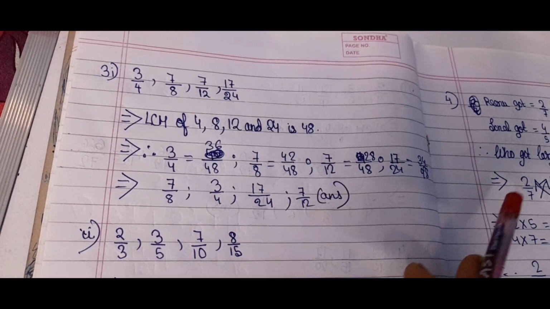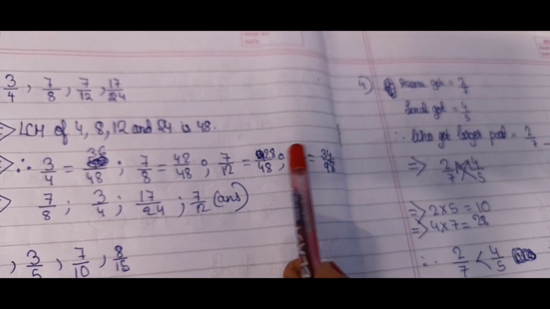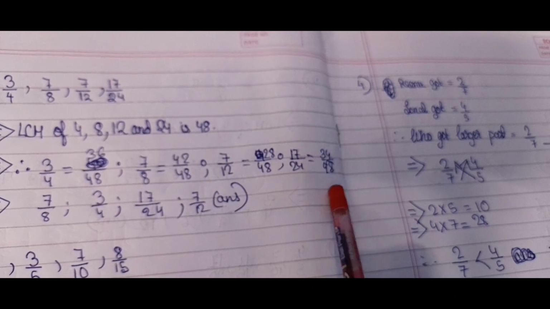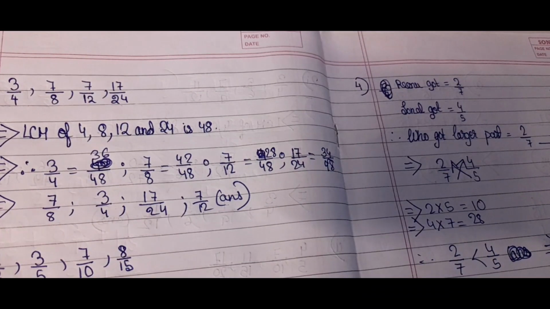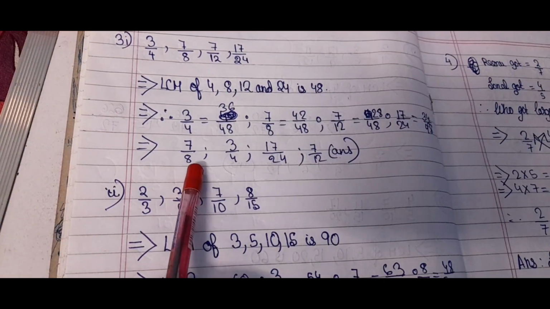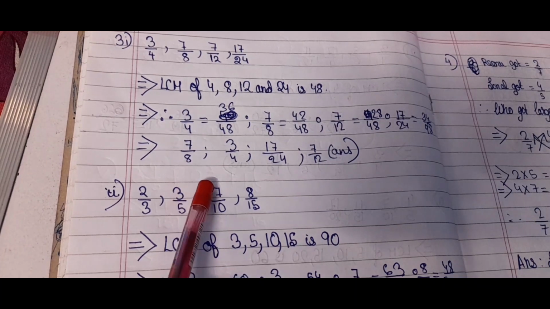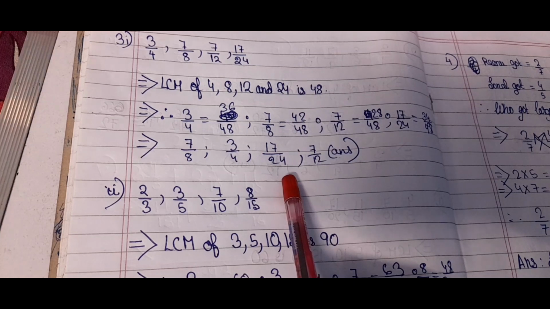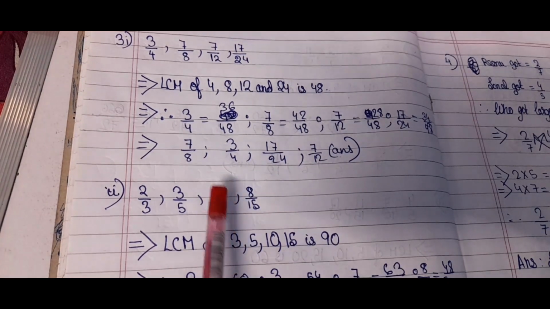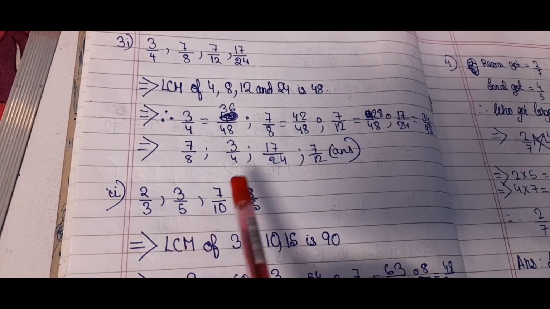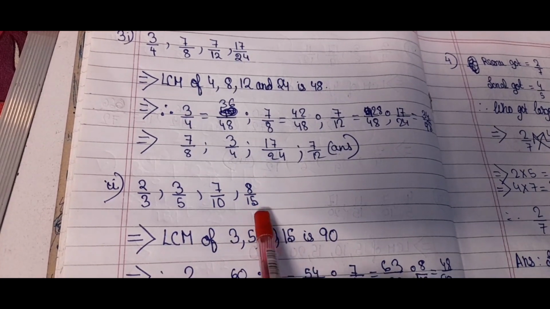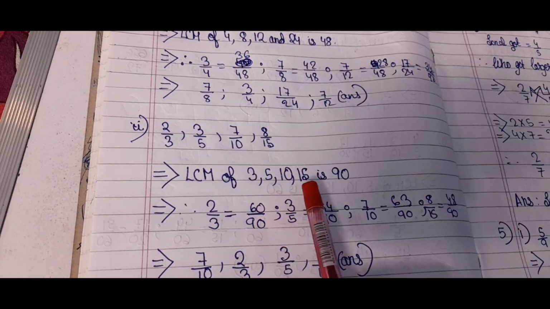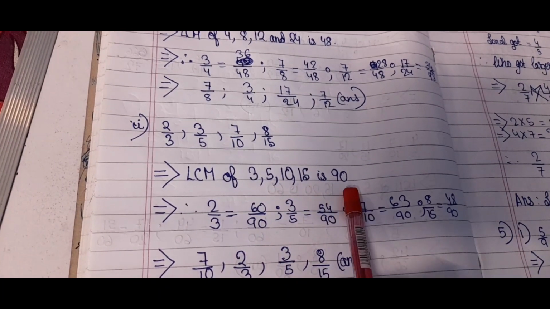7 by 12 we can write as 28 by 48. 17 by 24 we can write as 34 by 48. So the ascending order will be 7 by 8, 3 by 4, 17 by 24. Next is 2 by 3, 3 by 5, 7 by 10, 8 by 15. So the LCM of 3, 5, 10, 15 will be 90.